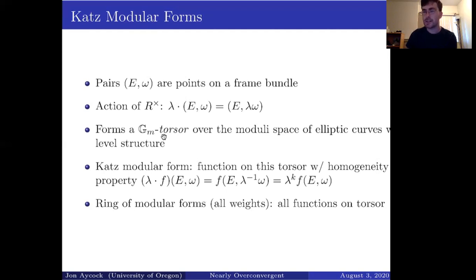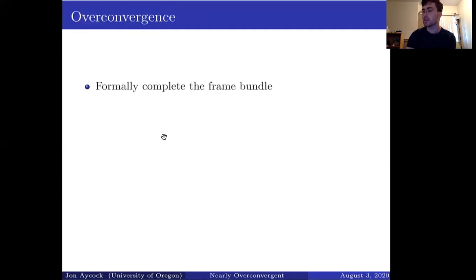And what we're going to do is, instead of analytifying it and talking about modular forms over C, we're going to talk about overconvergent modular forms, which are a very p-adic kind of object. So the first thing that we're going to do is formally complete this frame bundle. All this really does is say, okay, take all the functions that I have and just take p-adic limits of them and add them in here. We're just going to p-adically complete this ring. We're going to get p-adic limits of these functions.